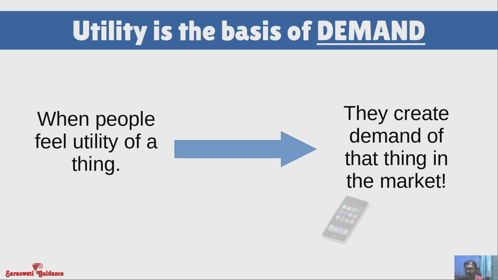For example, a mobile phone, or houses, or a car. Why are these things in demand in the market all the time? Because people see utility in these things. These things can satisfy some wants of the people. That's why people demand these things from the market, and that's why the prices of these things in the market are always rising. They are always high.